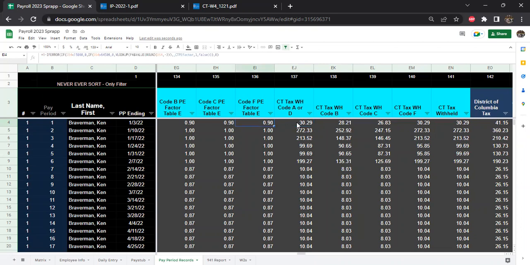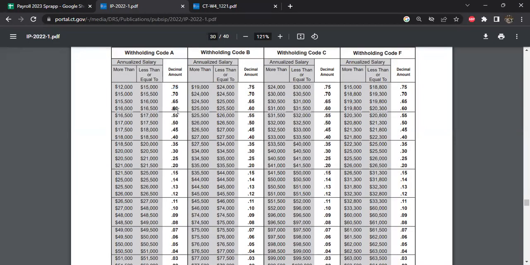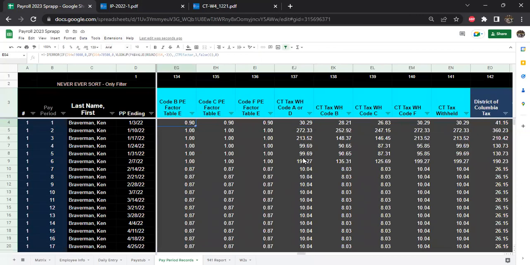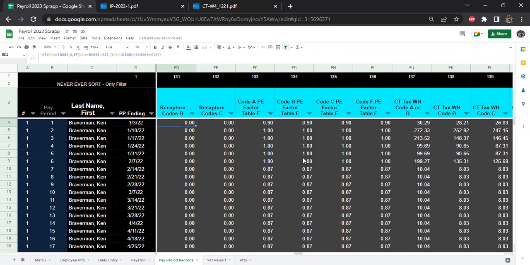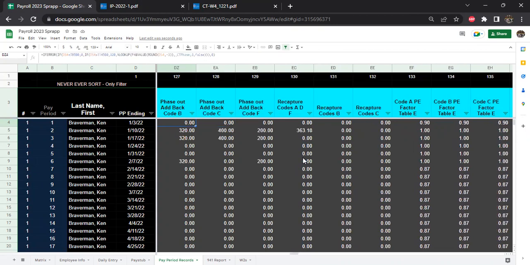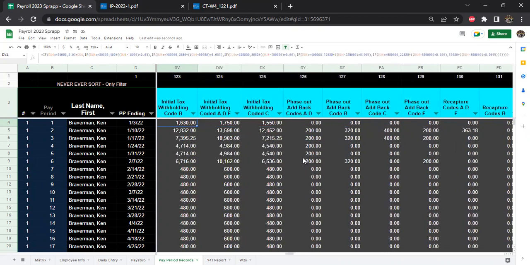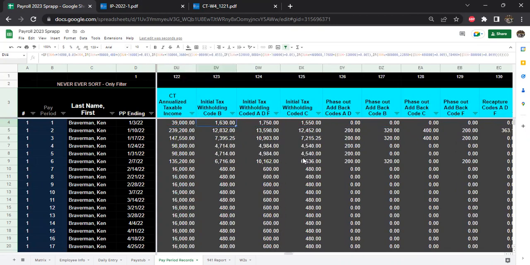multiply times the PE factor. So you take this PE factor number like 0.9, it's 1 minus whatever the factor was that came out here, 1 minus this number, whichever one it is. 1 minus that gets this factor. You multiply that times the recapture times the phase back plus the income tax withholding, the initial income tax withholding.